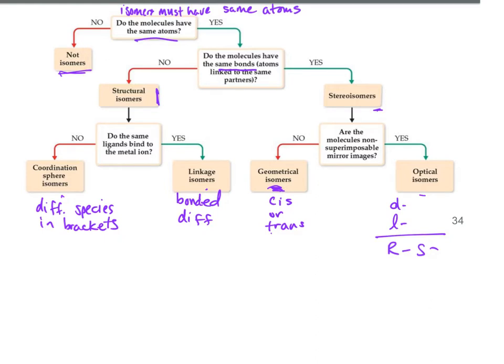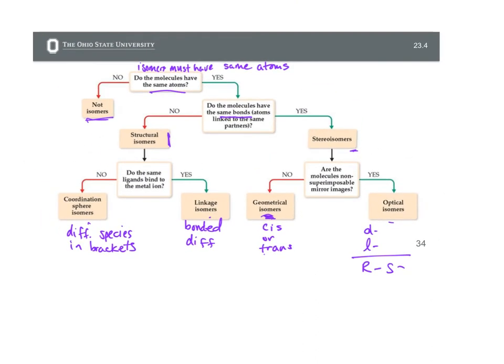R or S comes from German. I can't remember what the names are now. Anyone know German? Someone's wrong. I know someone. Okay, questions on this?